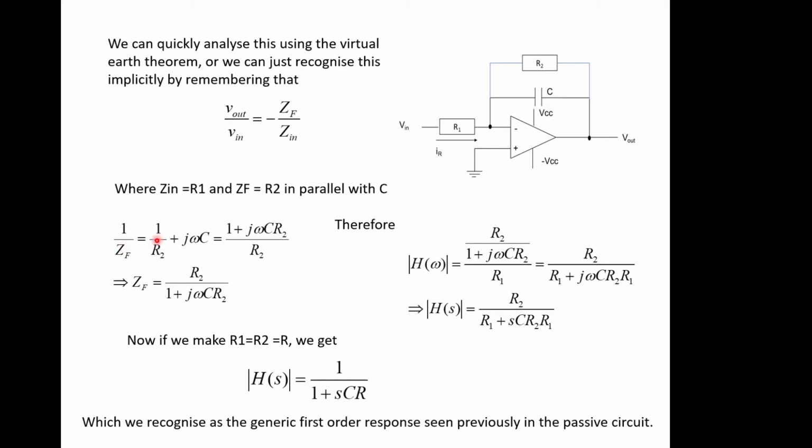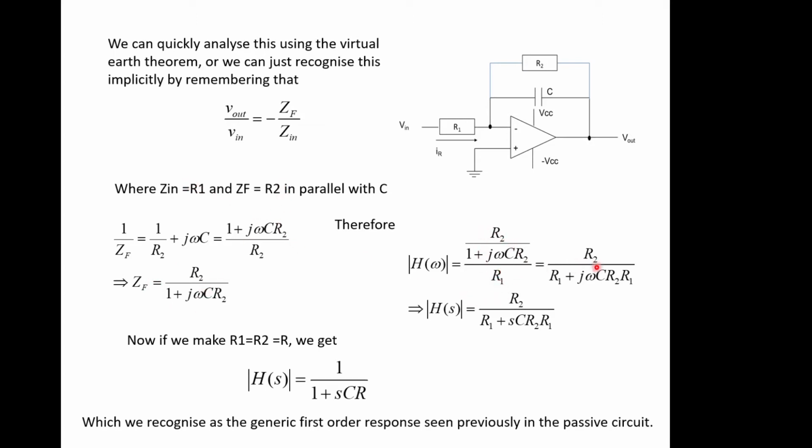1 over Zf equals 1 over R2 plus 1 over j omega c, which is just j omega c. Then we can simplify that and we end up with this, which allows us to say that the impedance of this combined element is just this, which we can recognise as a single pole function anyway. So the total response becomes Zf, which is this one, over Zin, which is just R1.